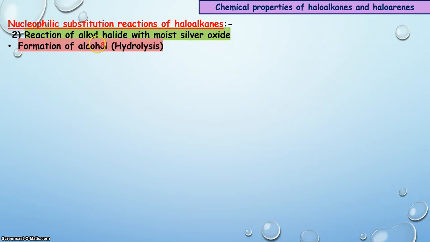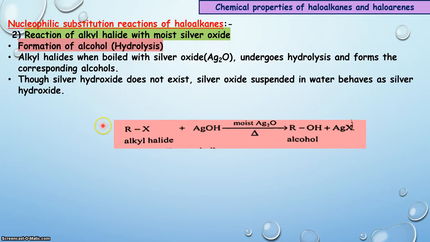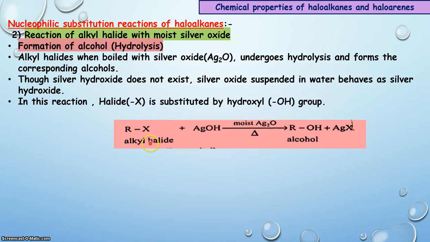The next reaction is the reaction of alkyl halides with moist silver oxide, that results in the formation of alcohol, and the process is hydrolysis. In this reaction, alkyl halide when boiled with silver oxide undergoes hydrolysis and forms the corresponding alcohol. Though silver hydroxide does not exist, silver oxide suspended in water behaves as silver hydroxide. In this reaction also the halide of alkyl halide is substituted by hydroxyl group. You can observe here that X, the halogen of alkyl halide, is substituted by the hydroxyl group.